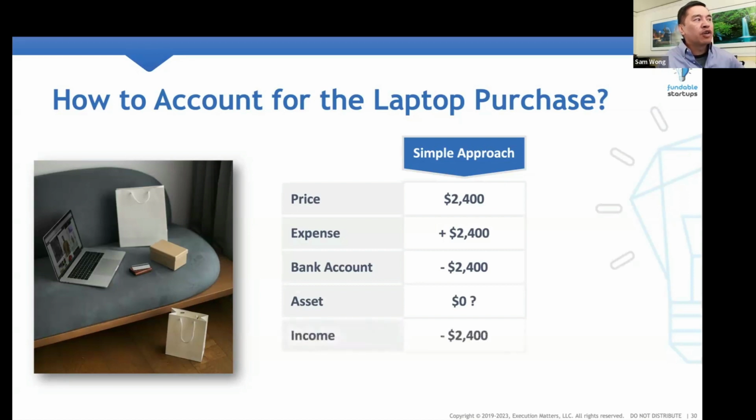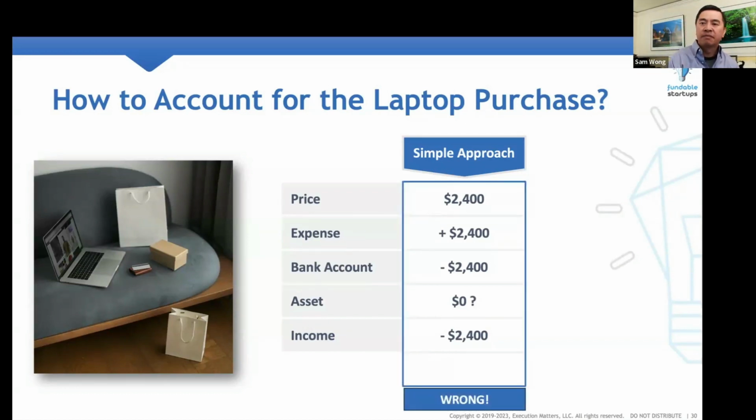And because you incurred an expense, the assumption is that you have $2,400 less income during the month that you booked this transaction. Most people say, okay, I got that. That's pretty simple and clear. And that would be wrong. This is the wrong way to book this transaction.